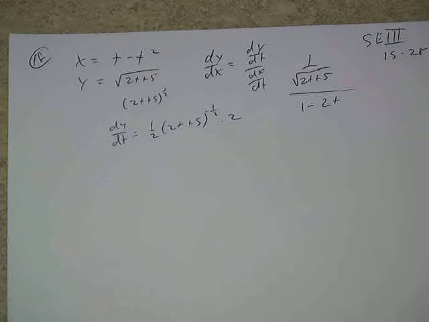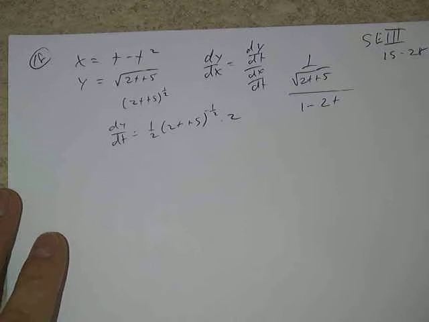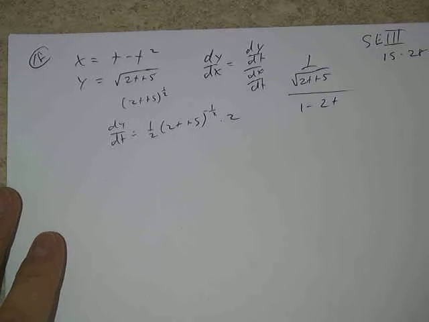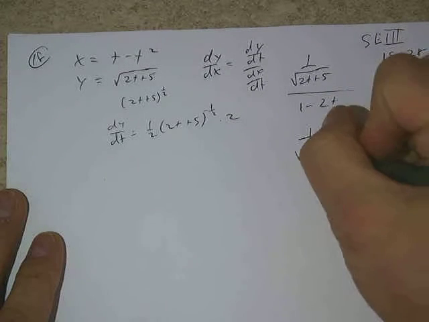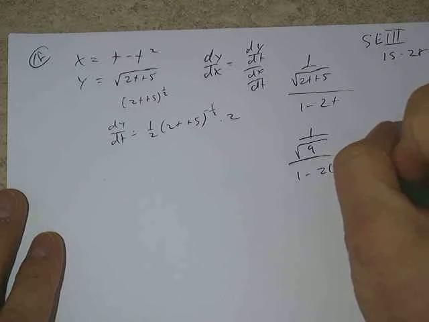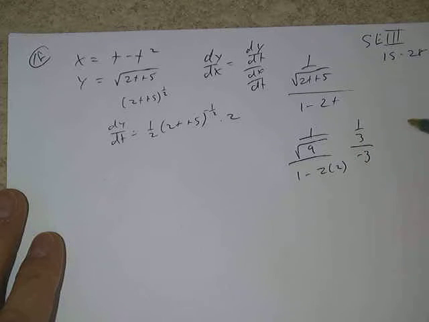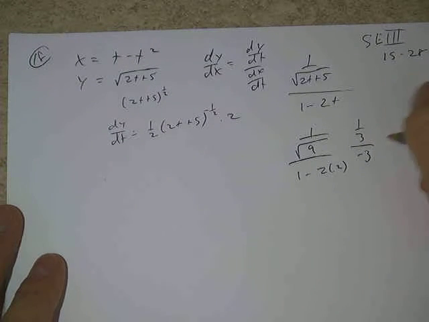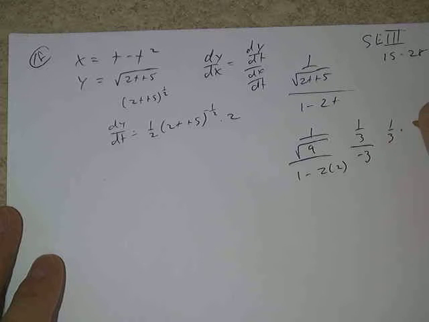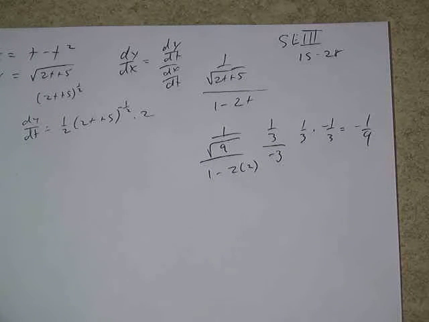Either way, whether we simplify this or not, we just need the derivative at a particular point. We could put our 2 in at this stage, or we could simplify it, it's up to us. If we put it in, 2 in there would give us a square root of 9, and 1 minus 2 times 2 down here. So we'd have 1/3 divided by negative 3, or ultimately 1/3 times negative 1/3 would be negative 1/9. Which corresponds with letter C. That's what I said, right?